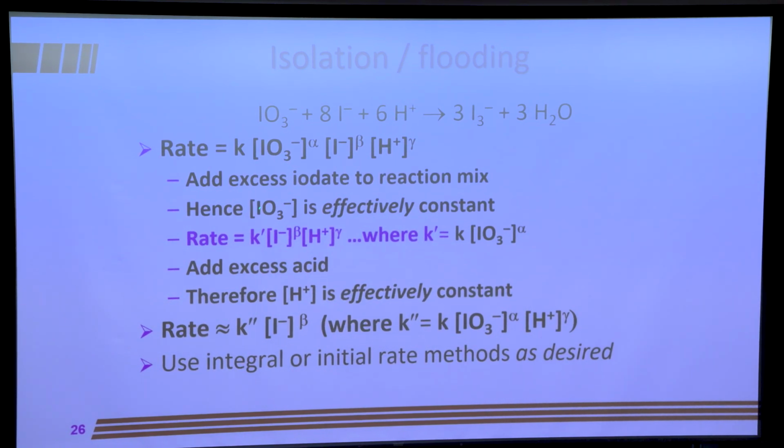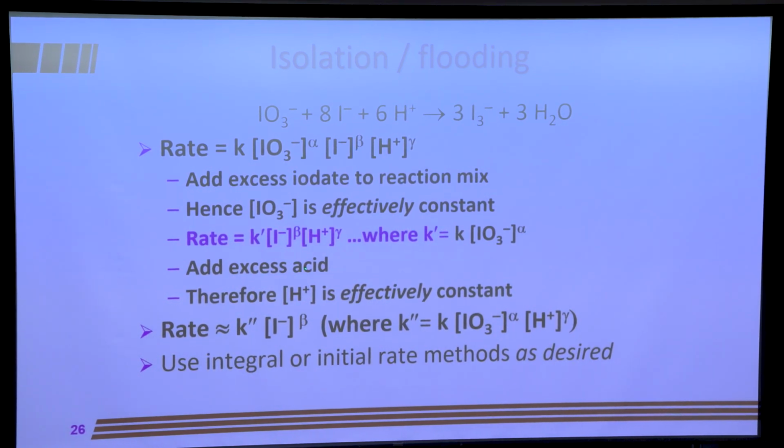And then the rate is equal to K prime times the concentration of I minus to the beta times H plus to the gamma, where K prime is equal to the actual rate constant for the reaction times the concentration of IO3 minus to the alpha. Because the concentration of IO3 minus isn't changing, we can multiply its constant times the rate constant to get a pseudo constant K prime. I'm not going to say pseudo first order, pseudo rate constant K prime, okay?